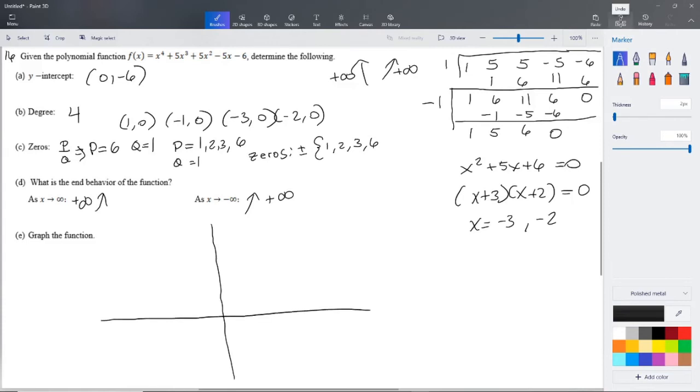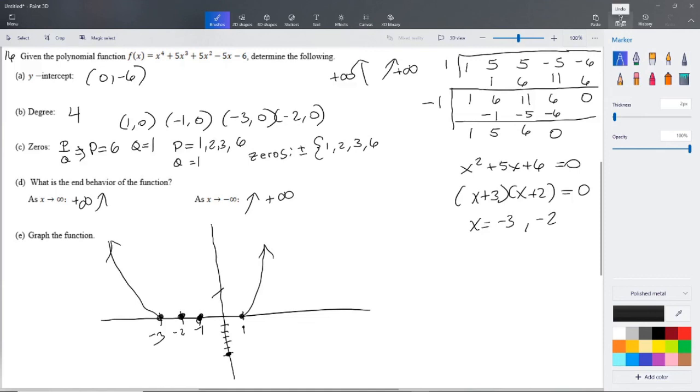All right, let's start with the y-intercept at 0, negative 6. So 1, 2, 3, 4, 5, 6 right there. Put a big dot. Then we've got our x-intercepts at 1, 0. Negative 1, 0. Negative 3. So 2 and 3. And actually negative 2, 0 as well. Awesome. We know what our ends are doing. The right goes up, the left goes up, based on the fact that it was positive x to the fourth to begin with.